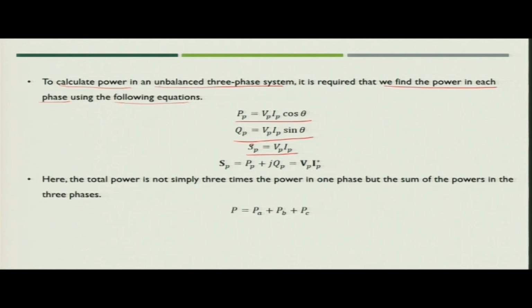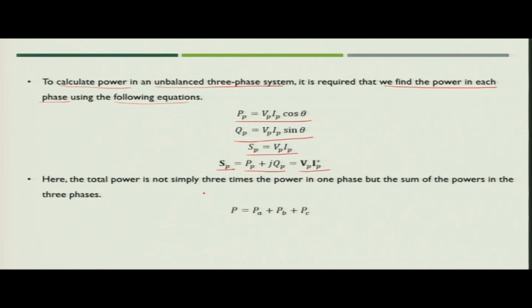The magnitude of apparent power you can write as Vp into Ip, and the complex power we can write as P per phase plus jQp, or we can write Vp into Ip conjugate. So, these are something which we have already discussed. So, we will straight away go to the calculation of total power in case of unbalanced 3 phase system.